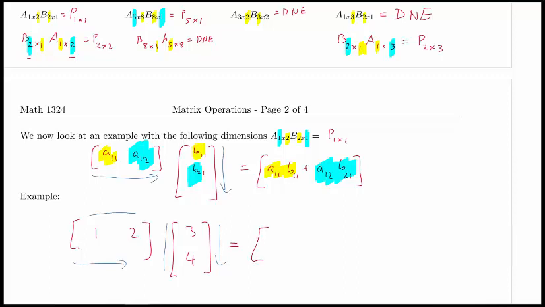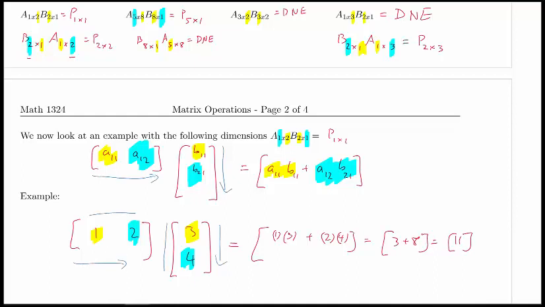Alright, so let's multiply this through. The 1 multiplies with the 3, and then the 2 multiplies with the 4, giving you a 3 plus 8, which is simply our matrix 11.